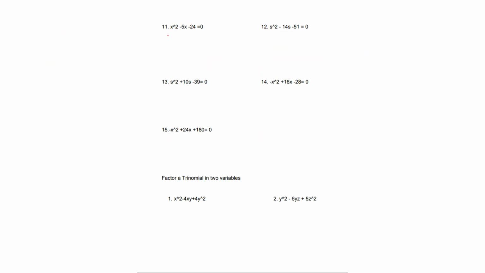Number 11 here, we have x squared minus 5x minus 24 equals 0. Here we need to find the factors of negative 24 that add up to negative 5. We have negative 12, 2, 12, negative 2, negative 8, 3, and there's much more, but as you can see, negative 8 plus 3 is negative 5, so we don't need to keep going.